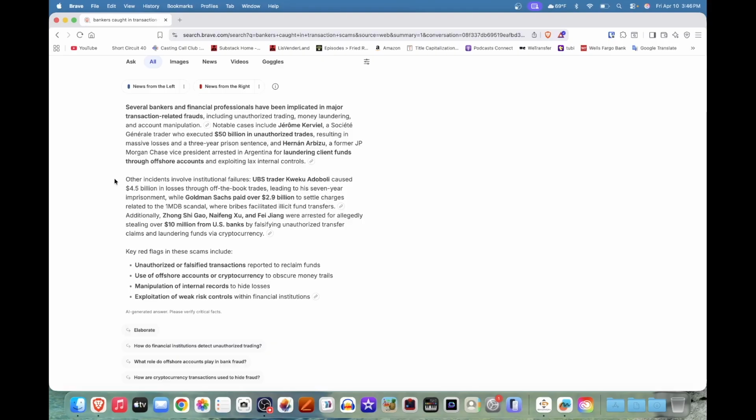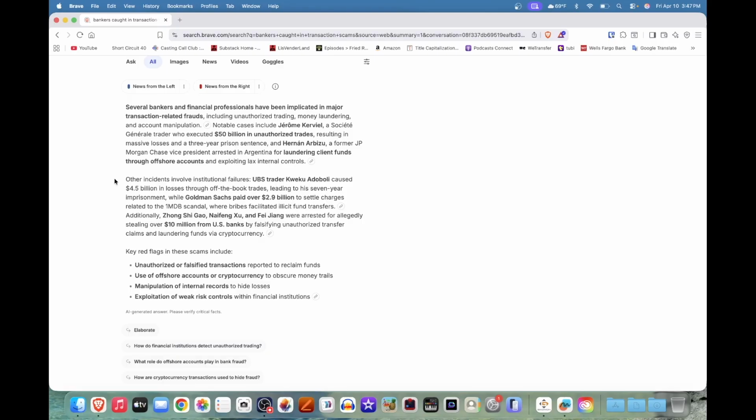Other incidents involve institutional failures. UBS trader Kweku Adoboli caused $4.5 billion in losses through off-the-book trades, leading to a 7-year imprisonment. Goldman Sachs paid $2.9 billion to settle charges related to the 1MDB scandal, where bribes facilitated illicit fund transfers. Huh. So any of those I could base something off of. I can sci-fi it up or change it a little bit and try to expose it.